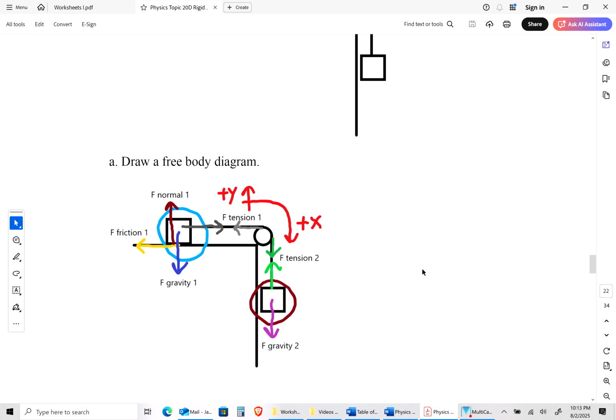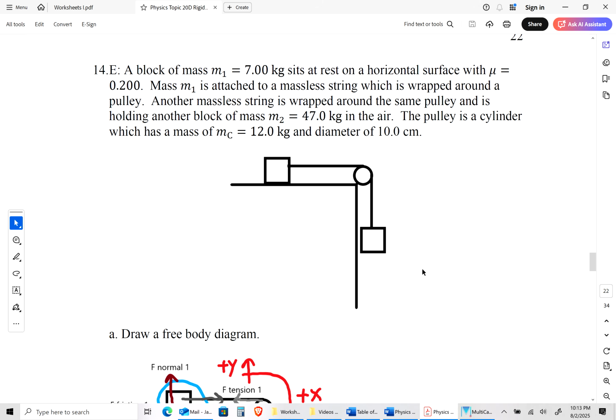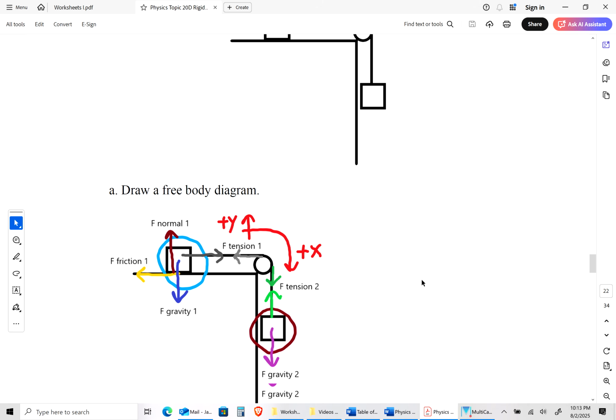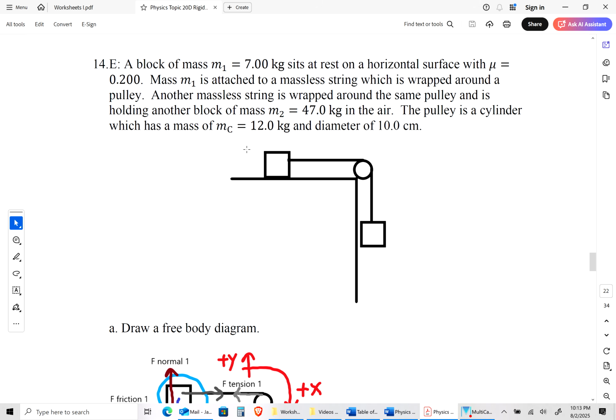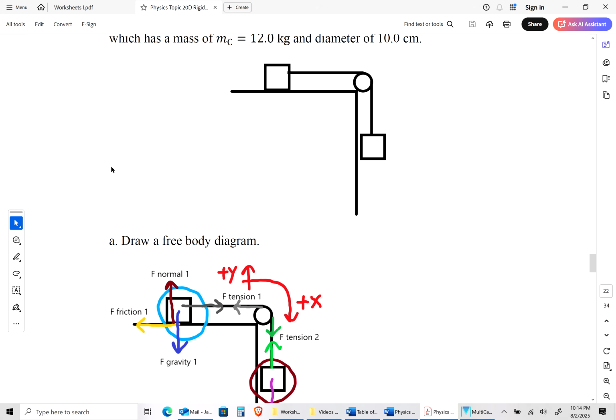Remember, circle the objects, label the forces, put an x and y axis. And finally use the equation F equals ma. Now this problem looks familiar from when we were learning about Newton's second law of motion. The only difference now is we're going to mention the rotation of this pulley. The pulley is not frictionless, the pulley is not massless. The pulley has a mass, and it has a dimension, a diameter of 10 centimeters.